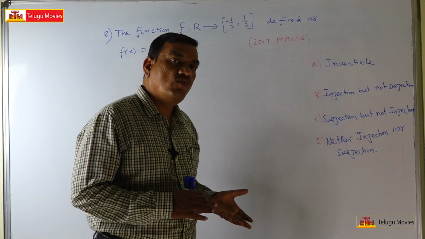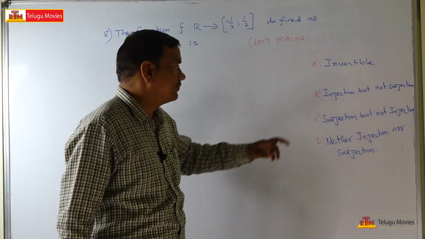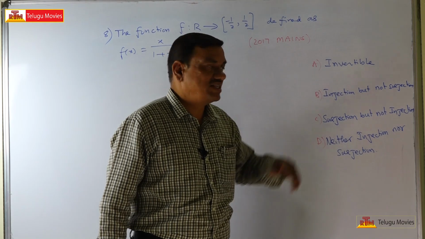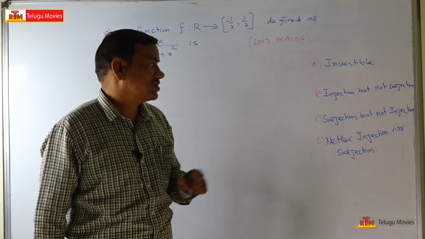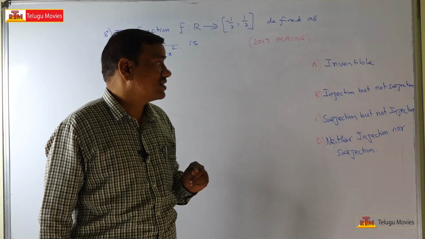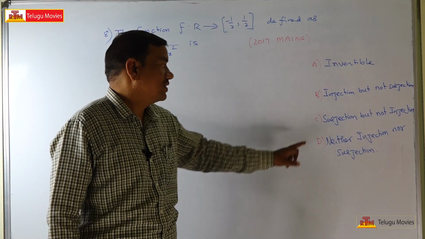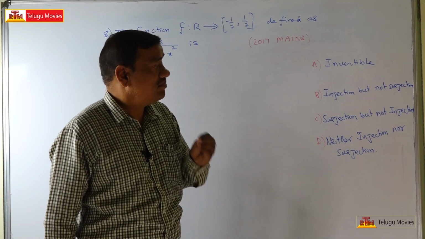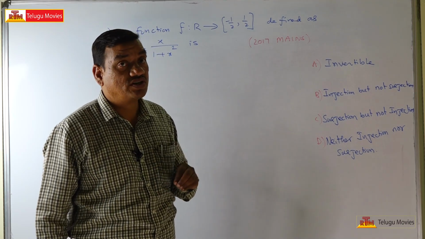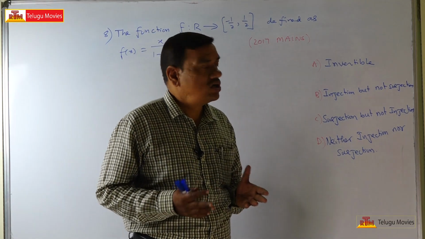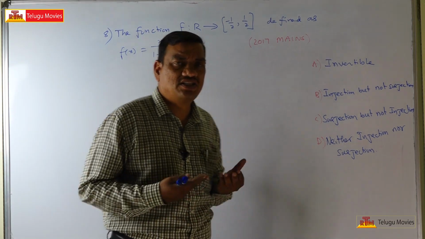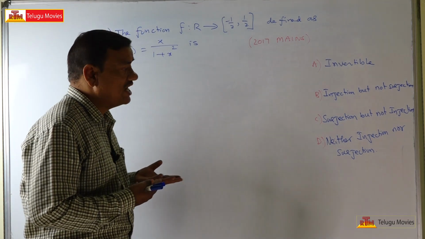Invertible means both one-one function and onto function. Option B: injection but not surjection. Injection means one-one function, surjection means onto function. Injection, it is one-one function but not onto function. C: surjection but not injection. That means it is onto function but not one-one function. D: neither injection nor surjection. Okay, on the whole, let us check the injection and surjection.